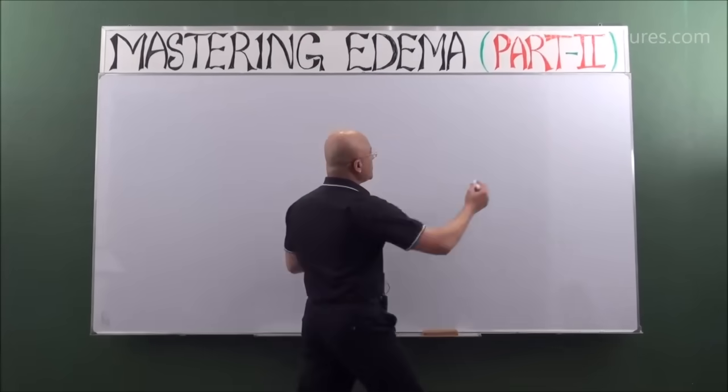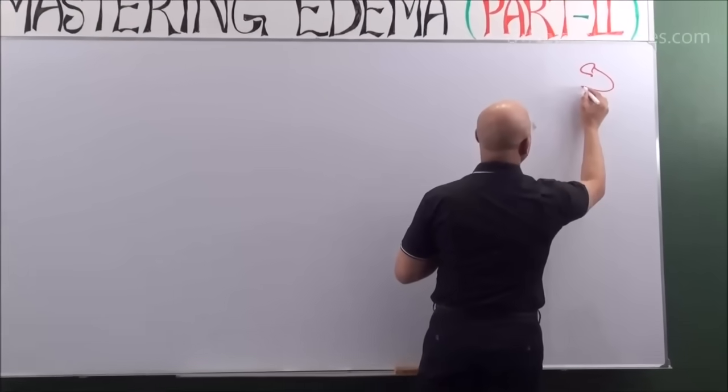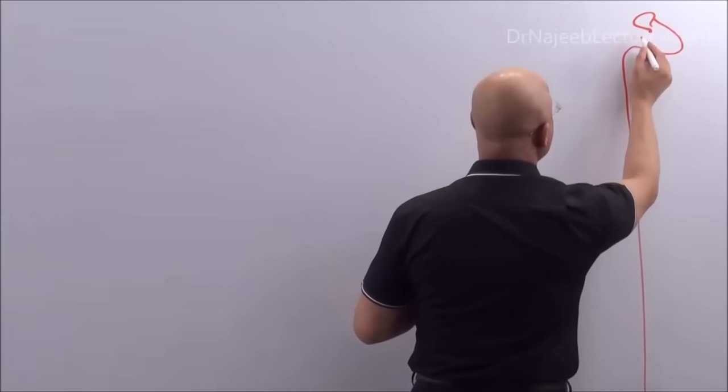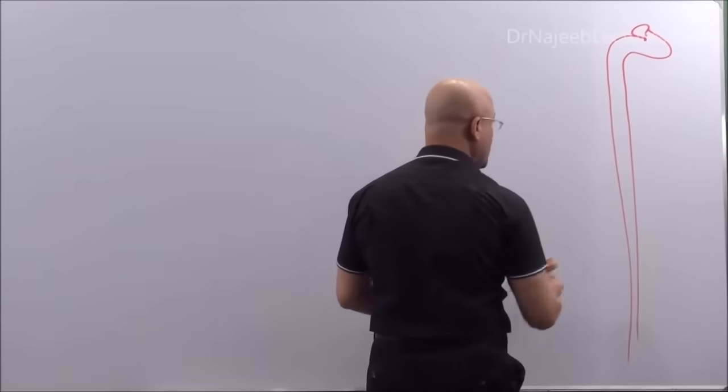Let's suppose here is your arterial system. Here was your left heart, and you know the left heart is pumping into the body. It's the left heart, not anything else, with the aorta.